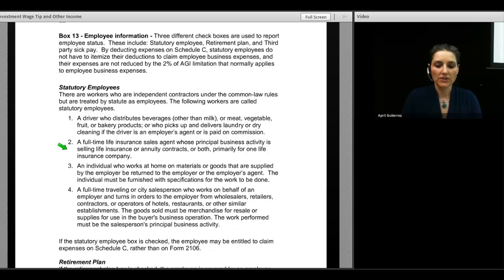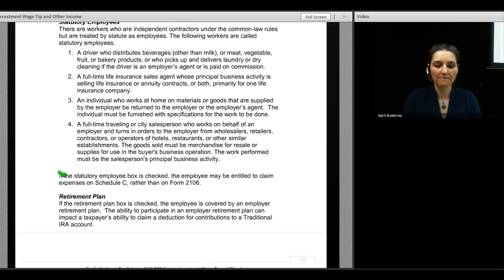A full-time life insurance sales agent whose principal business activity is selling life insurance or annuity contracts, or both, primarily for one life insurance company. An individual who works at home on materials or goods that are supplied by the employer to be returned to the employer or the employer's agent. The individual must be furnished with the specifications for the work to be done.